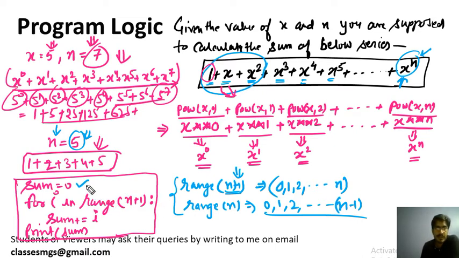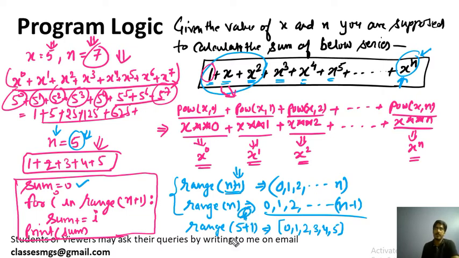Let's suppose the n value is 5, so this range function will become range 5 plus 1, and 5 plus 1 is equal to 6. So always remember the range function will return numbers up to n minus 1. If you are passing 6, it will return numbers up to 6 minus 1, that is 5. So 0, 1, 2, 3, 4, 5.